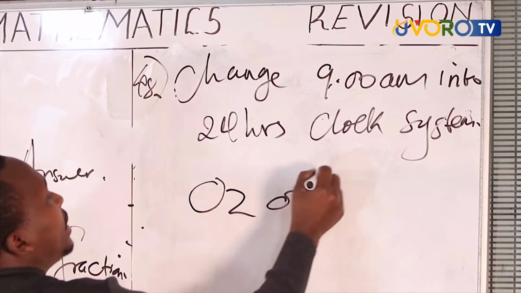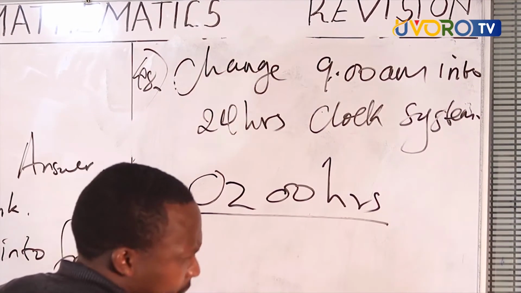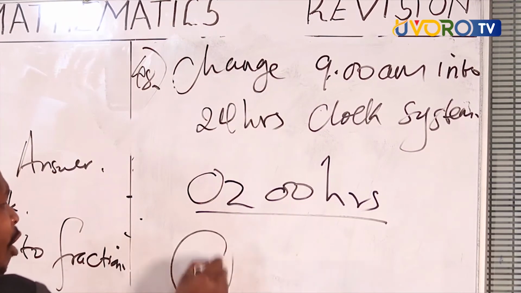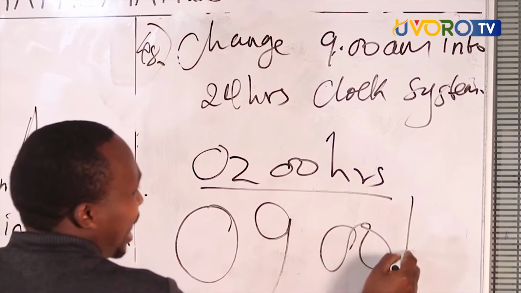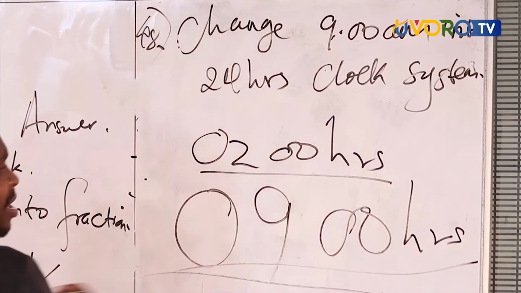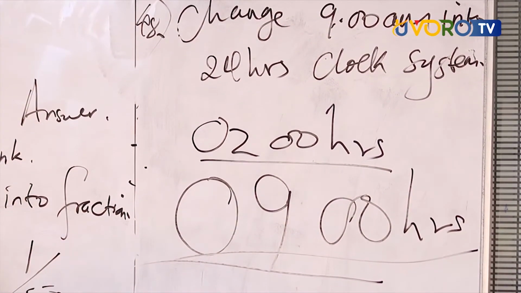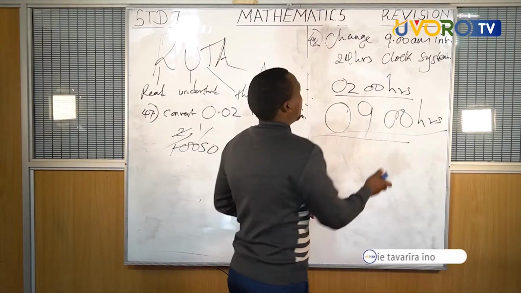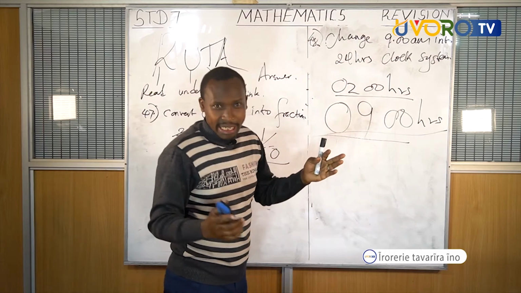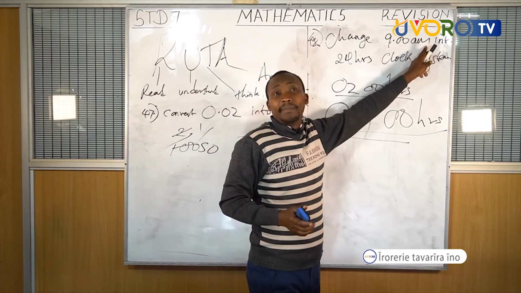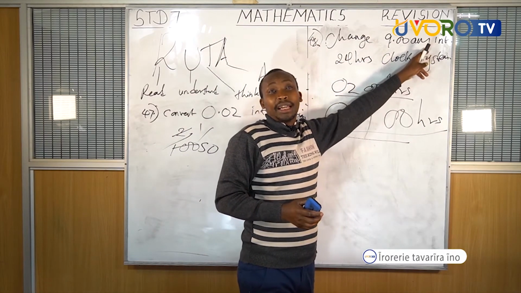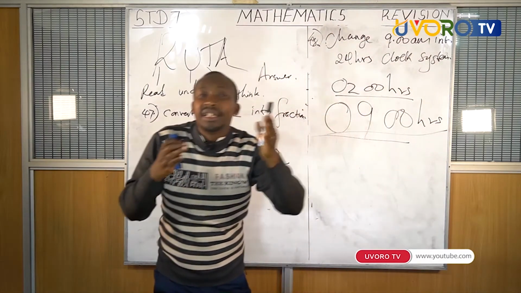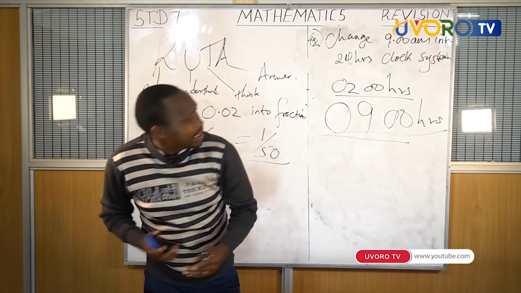0200. It is in AM. So what is this in AM? Come on, 0900 hours. It is so simple. I think some of you need to wake up. We already said if it is in AM, it should start with 0 if it is in 24-hour clock system.